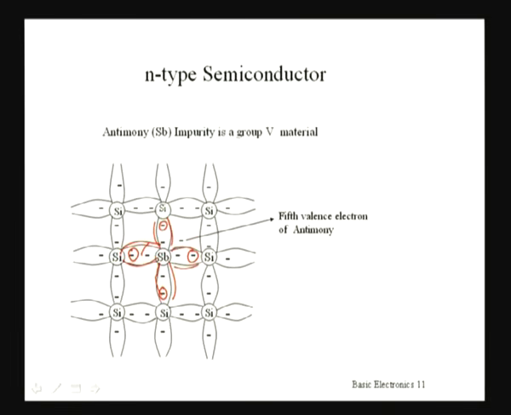But then 1 electron is in excess, that is, it is extra. This 5th electron is donated by the antimony atom. This 5th electron is free, and it can take part in conduction easily. That is why the antimony donates 1 electron. So there is an excess of 1 electron, which is negatively charged. So this is called an N-type semiconductor.